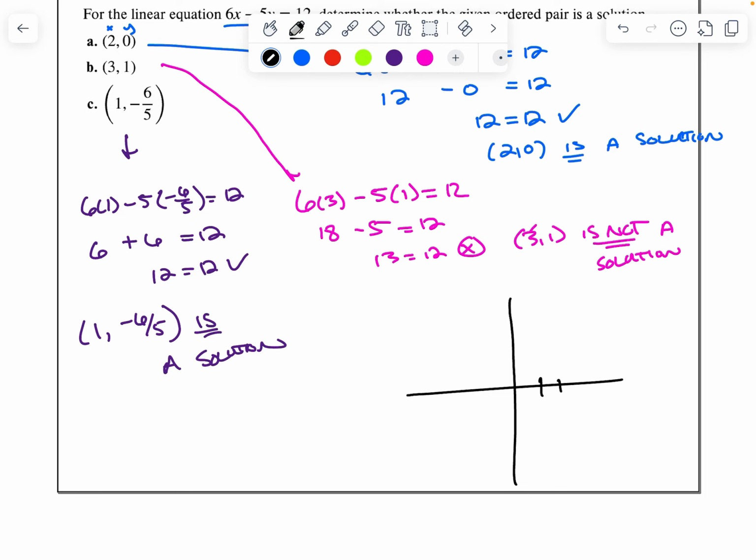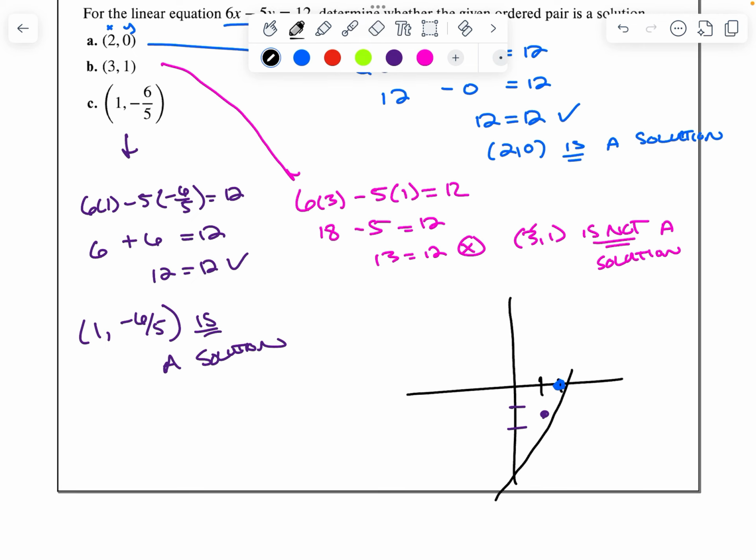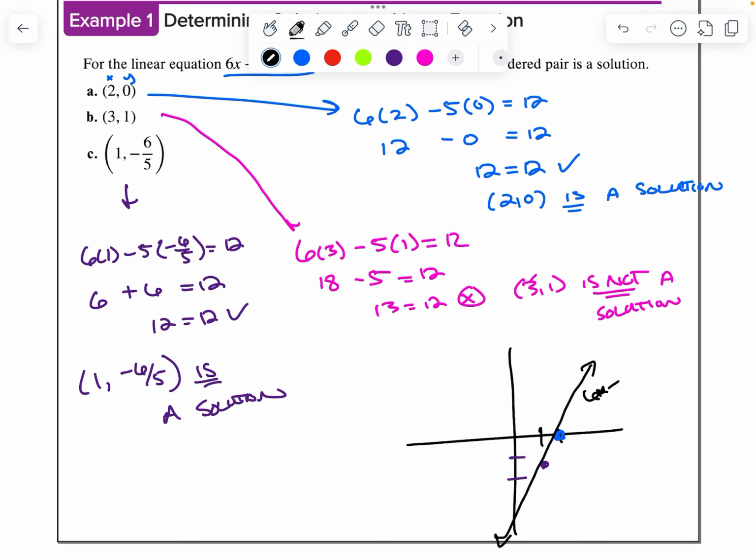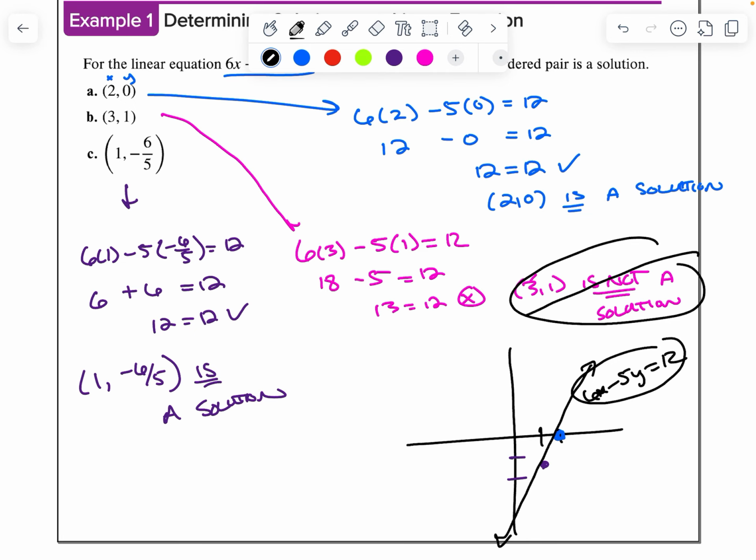The point 2, 0 means I need to go right 2, up 0. The point 3, 1, oh wait, 3, 1 is not a solution, so I'm not going to graph 3, 1. That's not a solution. The point 1, negative 6 over 5, that's negative 1.2, is right in this range. And there's my line. Remember, we only need 2 points to graph a line. I missed my points there. I'm not an artist. That's the line. And the line is 6x minus 5y equals 12. That's the line that I graphed there. I didn't graph this point because it is not a solution.